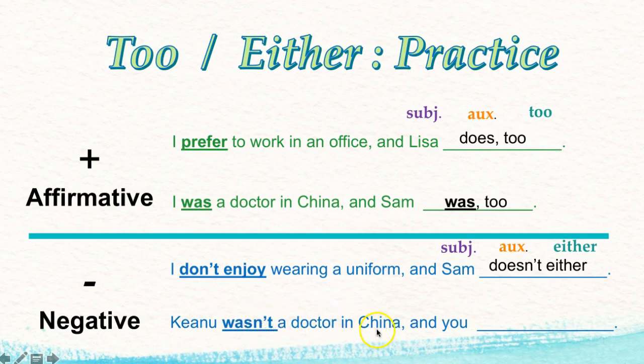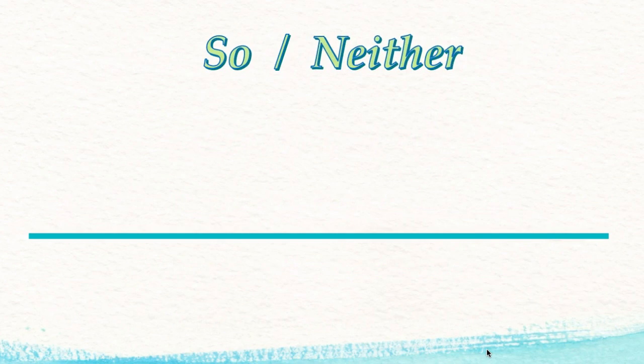Keanu wasn't a doctor in China, and you weren't either. Good job. Because we use the be verb here, we also need to use the be verb in the second part of the sentence. And they're both in the past tense. Great, let's continue. Let's look at so and neither.